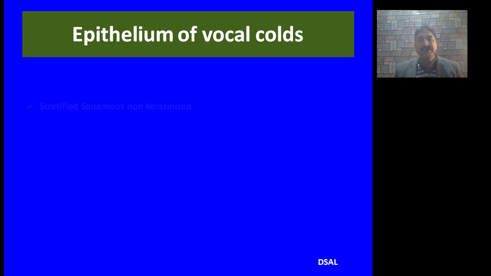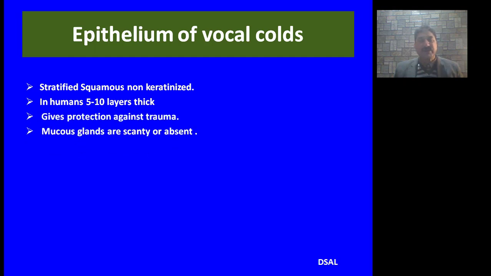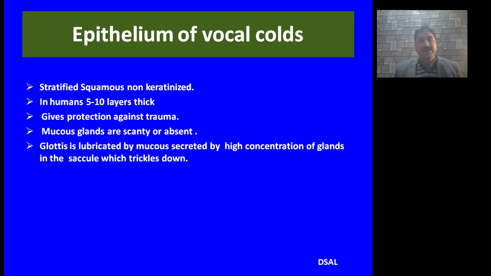The epithelium of the larynx is very important. The whole of the laryngeal cavity is lined by respiratory epithelium, but the epithelium over the vocal cords is stratified squamous non-keratinized type. In humans, the thickness of this epithelium is 5 to 10 cells. It gives protection against trauma. Mucous glands are present throughout except in the region of the vocal cords. The glottis is lubricated by mucus secreted by glands in the saccule, which trickles down.